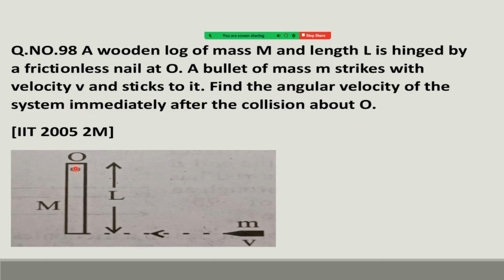So given it is a log, or you can say a uniform rod, mass given, length given, it is hinged at one end. Given frictionless, a bullet of mass m strikes with a velocity v and sticks to it. So we have to find omega for the system immediately after the collision. This was asked for 2 marks in 2005. Let us see how to start.